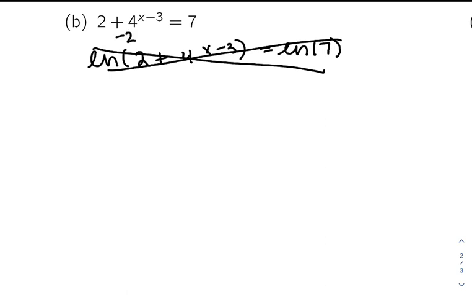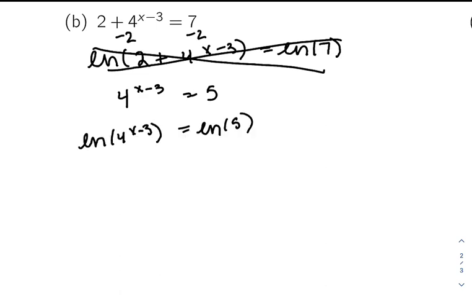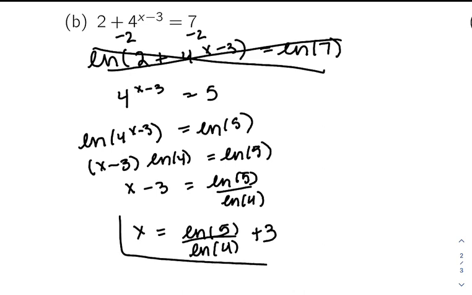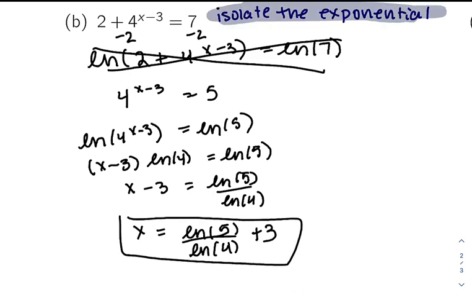I'm going to do that by subtracting 2 from both sides of the equation, giving me 4 to the x minus 3 is equal to 5. Now when I take the natural log of both sides of the equation, I will be able to bring that exponent as a multiplier out in front. I can divide both sides by natural log of 4, and then add 3, giving me my final answer. So the key in this problem was to isolate the exponential before we took the natural log of both sides.